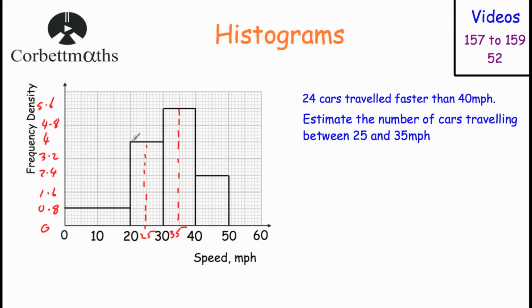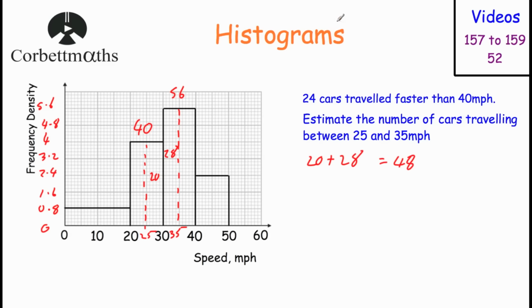So let's work out the frequency for this 20 to 30. So we would do the class width, which is 10, times 4. So that means there's 40 altogether in this bar. So that means that if we divided it by 2, there should be 20 in here. And likewise for this bar, this one going from 30 to 40 miles per hour. So we would do 10 times 5.6, which is 56. And if we divided that by 2, there'd be 28. And 20 plus 28 is equal to 48 cars. So that's our estimate for how many cars should be traveling between 25 and 35 miles per hour.